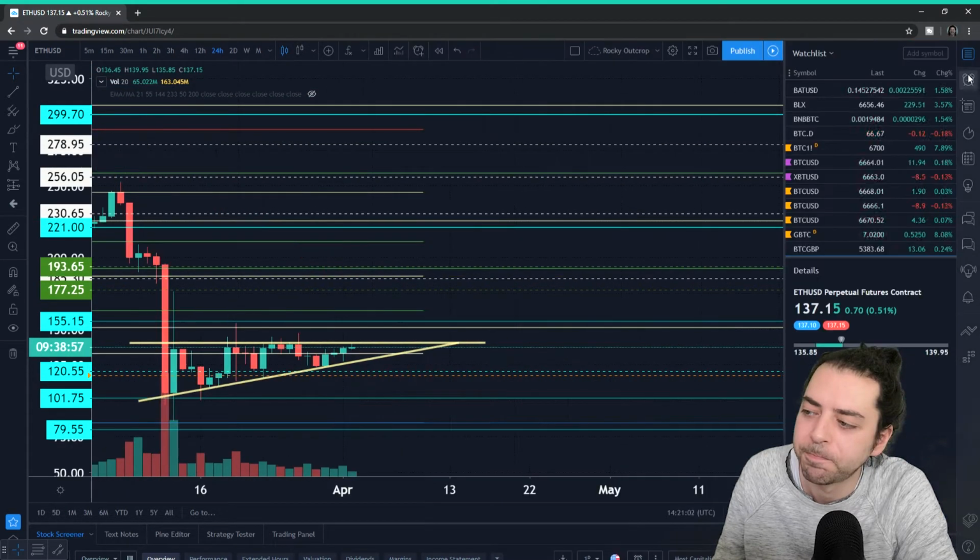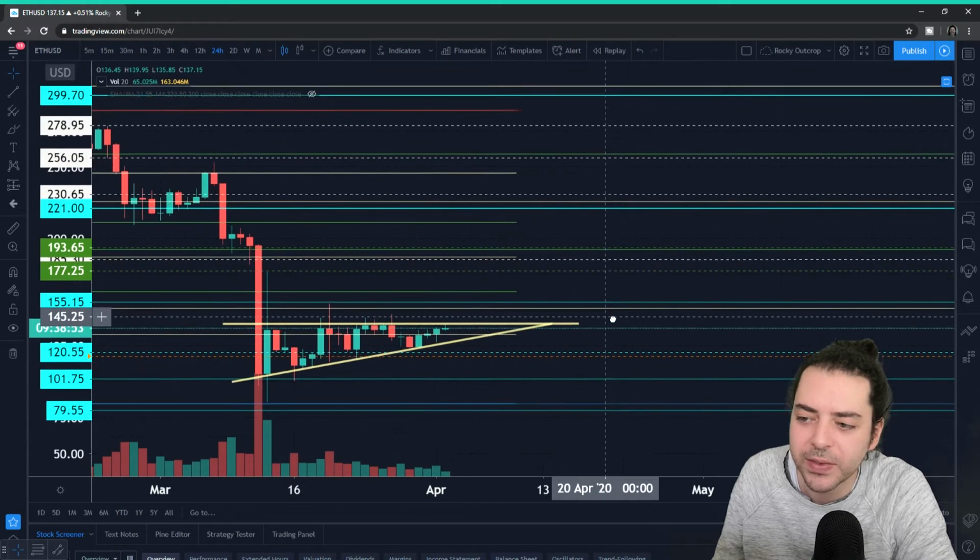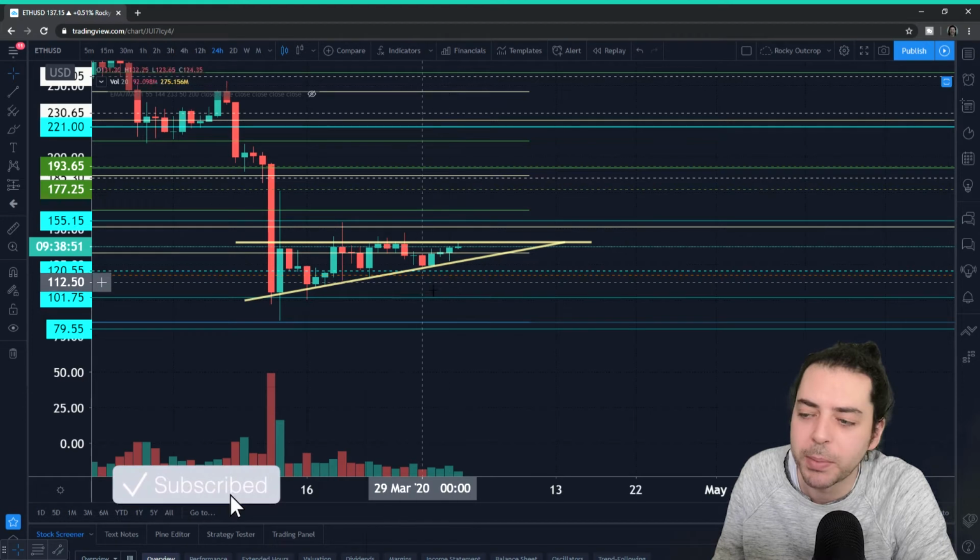What's the current price? 137.15, so $137.15 for an Ethereum.